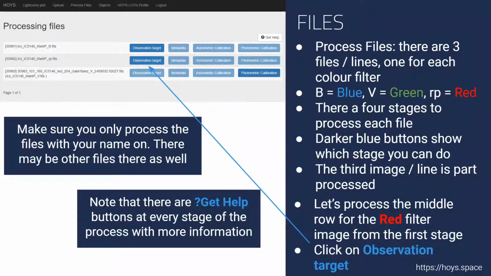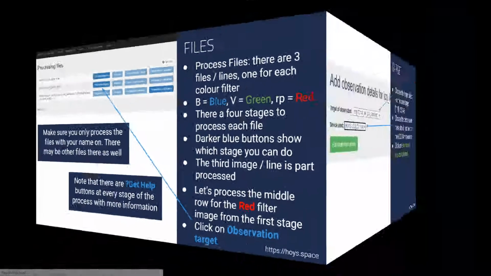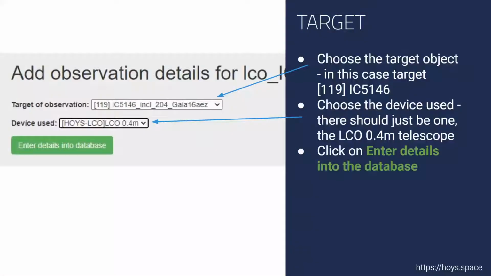So let's process the middle row, the red filter image, and we'll start by clicking on Observation Target. All we have to do here is to select the object that we imaged, in this case IC5146, the Cocoon Nebula, and that's HOYS target 119. And we also have to choose the telescope that we used. There should just be one option, the LCO 0.4 meter, and then click on the green button if everything looks correct.